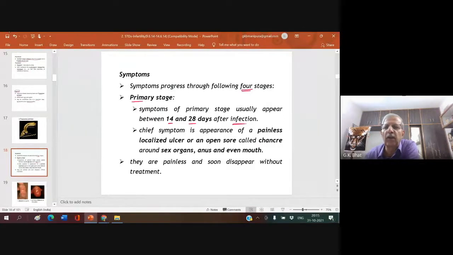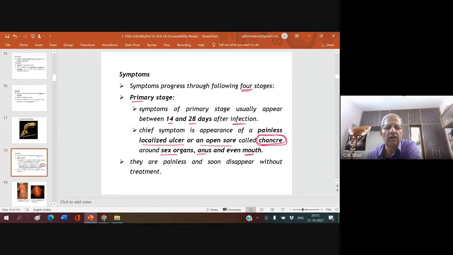The chief symptom is the appearance of a painless localized ulcer or an open sore called a chancre. Remember this word, chancre. What is a chancre? It is a wound, but without any pain: a painless, localized ulcer or open sore called a chancre around the sex organ, or anus, or even around the mouth.